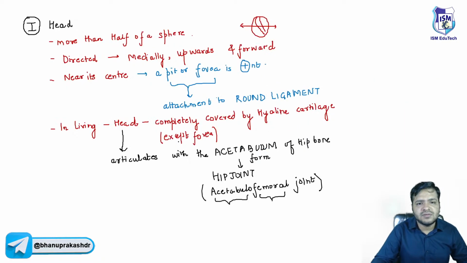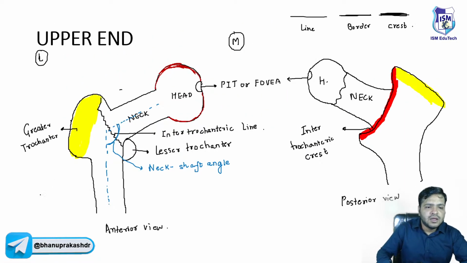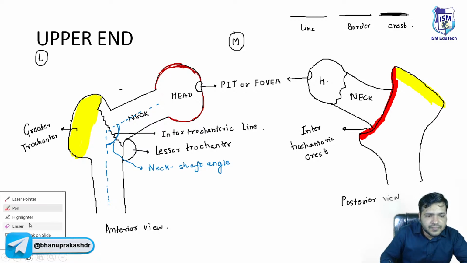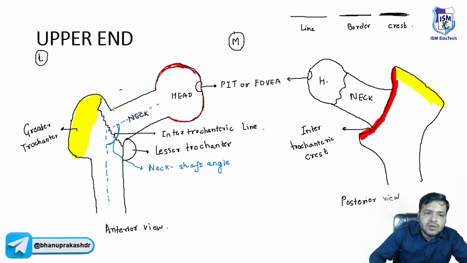Now let me show this in the diagram, beta, that we have drawn. I will take this color. This is the superior border of the neck, and the one which is lying down is the inferior border of the neck.